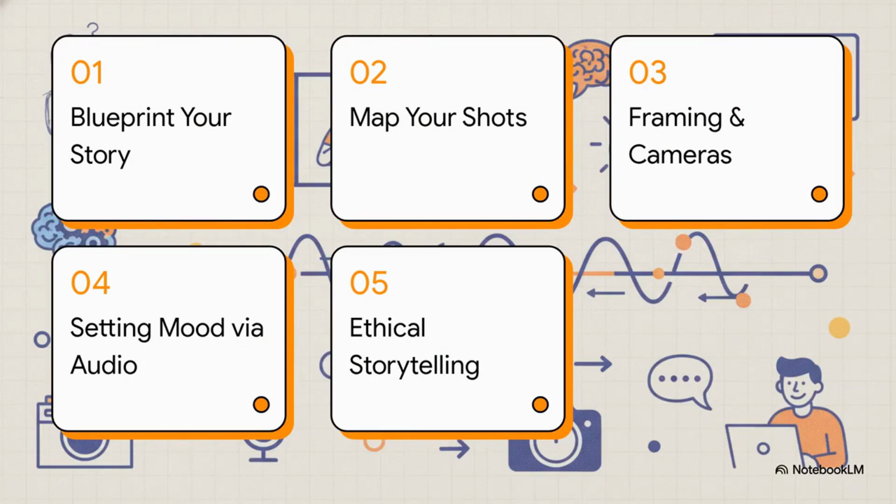Okay, let's dive right into this itinerary. First up, we'll look at how to blueprint your animated story. Then, we'll talk storyboarding and mapping out your shots. Number 3, we're looking at framing and camera movement. Fourth, setting the mood with audio. And finally, we'll wrap up with ethical and accessible storytelling.